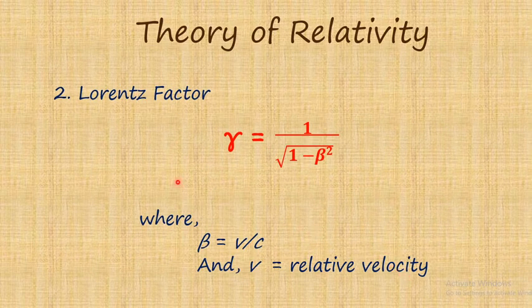Next we have the Lorentz factor. It is denoted by gamma equal to 1 divided by root over 1 minus beta square, where beta equal to v by c, v equal to relative velocity, and c equal to 3 into 10 to the power 8 meter per second. Let's move to the next one.